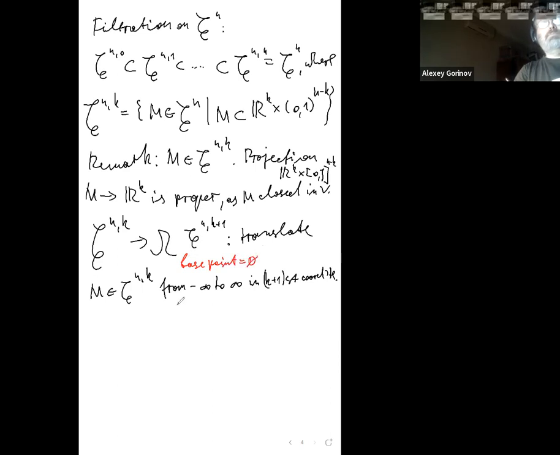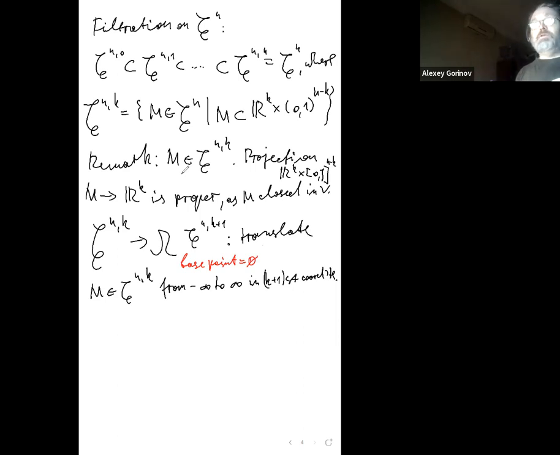Okay, so I take a manifold inside C^n_k. In particular, the last n minus k coordinates are from 0 to 1.